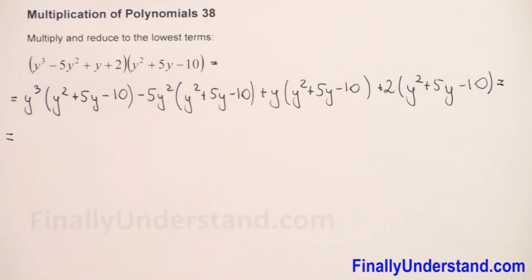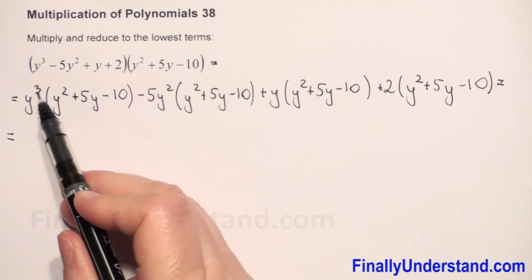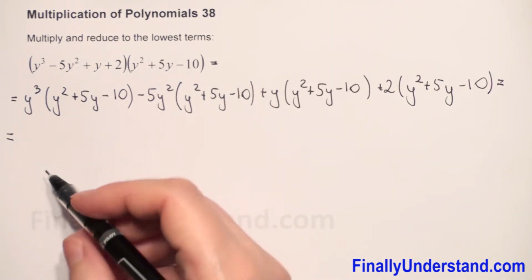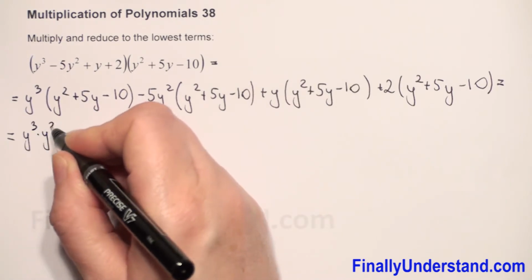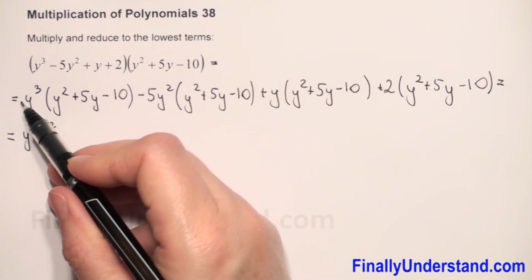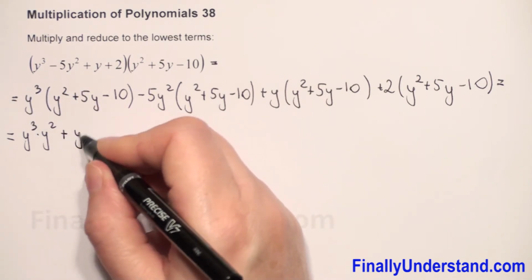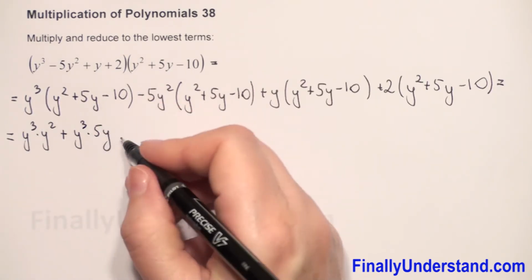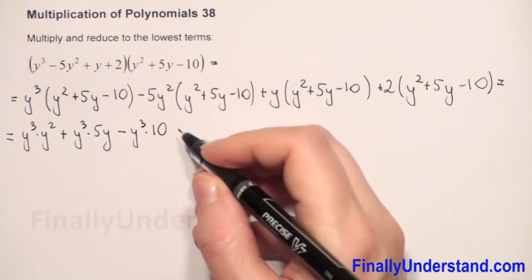Now we have to use the distributive law of multiplication. First we have to distribute monomial y cubed over each term in the polynomial. So we have y cubed times y squared. When we don't have a sign, it's always positive, so positive times positive gives me positive. We have y cubed times 5y. Positive times negative, so it will be negative y cubed times 10.